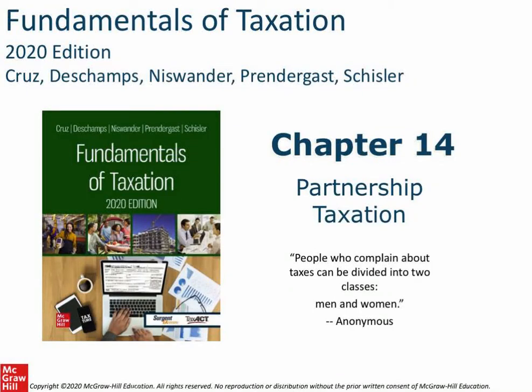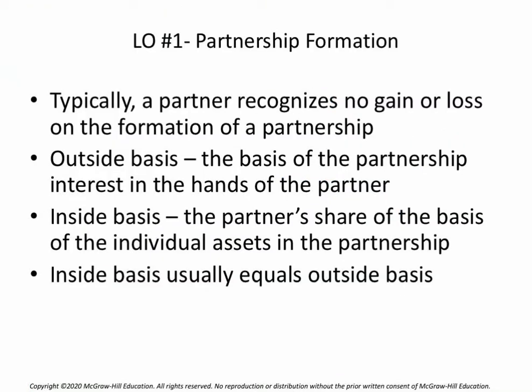Chapter 14, Partnership Tax. Learning Objective 1, Partnership Formation. Now, when a group of individuals join together in a business venture and form a partnership, this is typically done by contributing something of value to the business venture. It can be cash or property as typical examples.